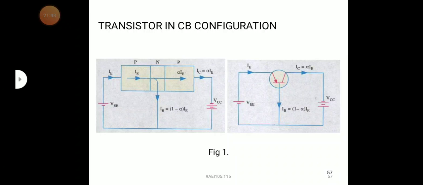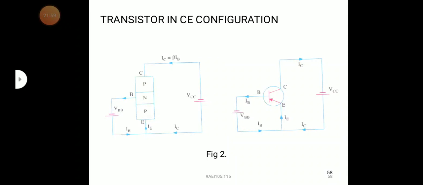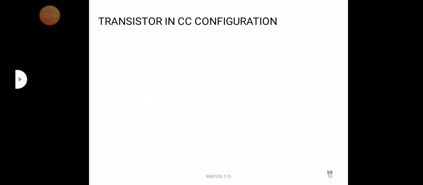Already you know that in the common base we have higher output and higher input resistance. Next is the common emitter configuration. Here the emitter is common for both the input side and output side. It should be in the active region, so we need to apply VBB and VCC.